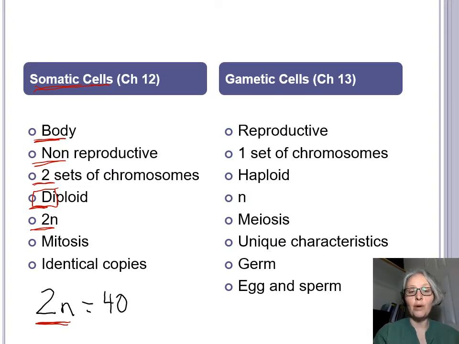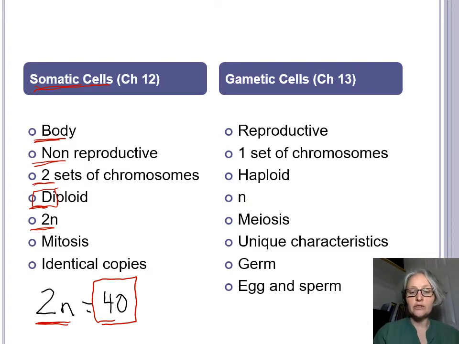This is a normal body cell. The second number, the 40 in this case, is telling us how many chromosomes. So as I look at that down at the bottom of the slide, 2N equals 40, what this is telling me is I'm looking at a normal diploid somatic cell, and there are 40 chromosomes inside that cell. Again, no need to solve for N in these types of instances.